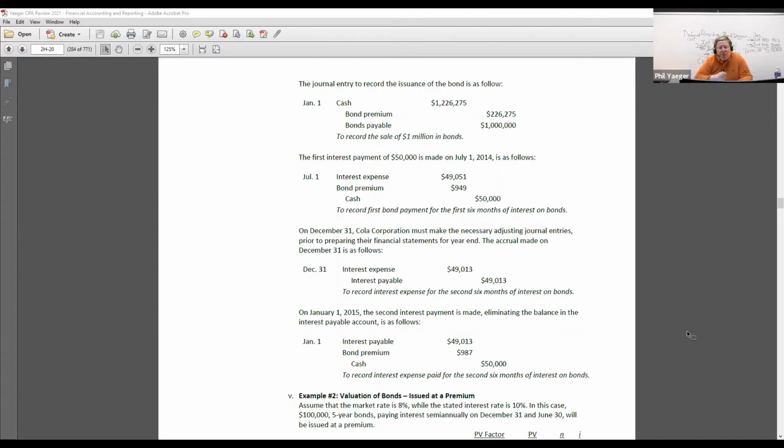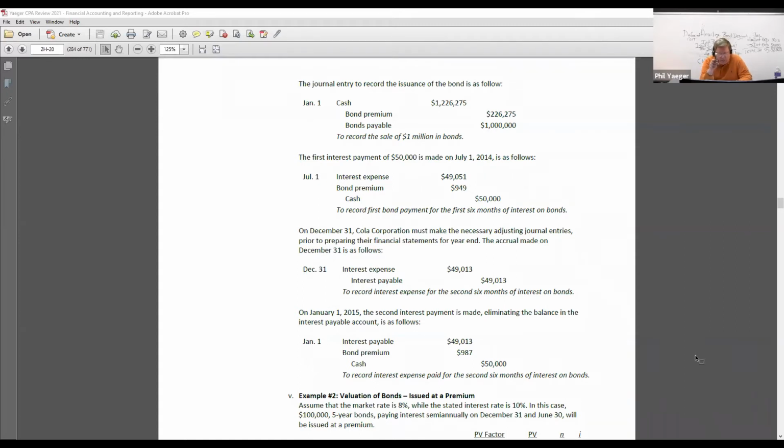All right, the first interest payment was made on what date? July 1st, 2014. So we're going to accrue interest on what date? December 31st, 2014. Does everyone agree? So we go to our amortization schedule. Tell me this: what are the amounts for December 31st, 2014? It would be the amount that's paid the next day, which is January 1st, 2015. Do you agree?